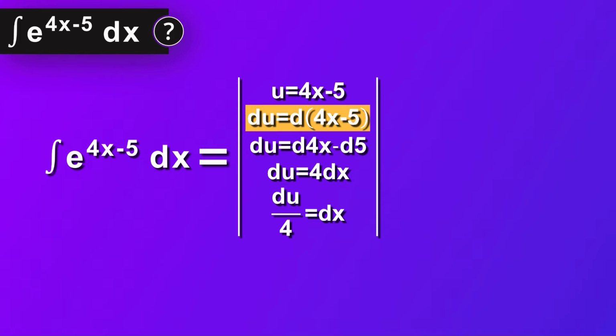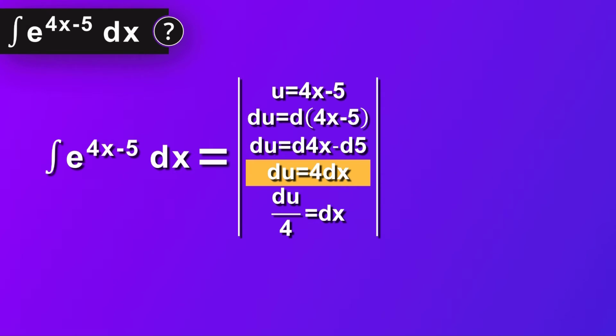From the rules that we can apply to derivatives, we know that the derivative of 4x minus 5 equals the derivative of 4x minus the derivative of 5. Thus, we have du equals d4x minus d5. We also know that the derivative of a constant is 0. Consequently, the derivative of 5 is also 0. And we've got du is equal to 4dx.